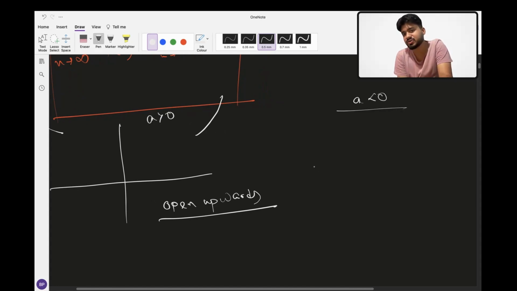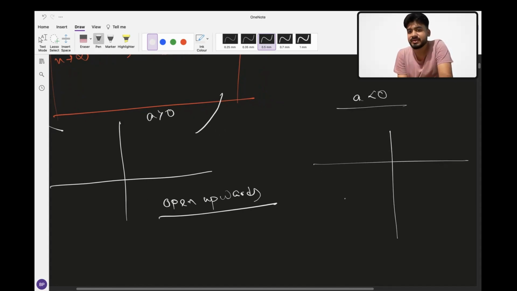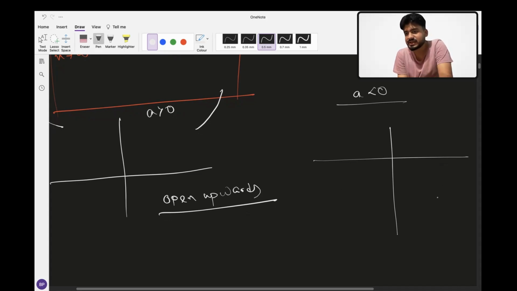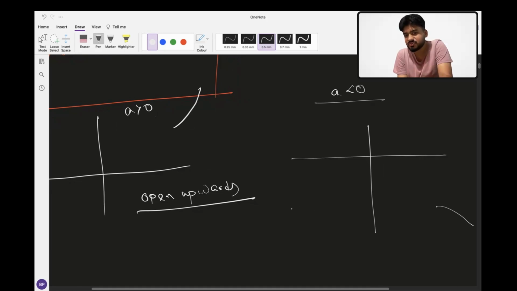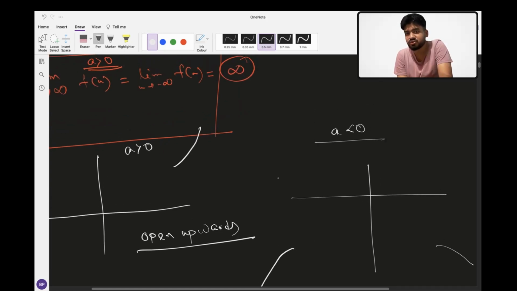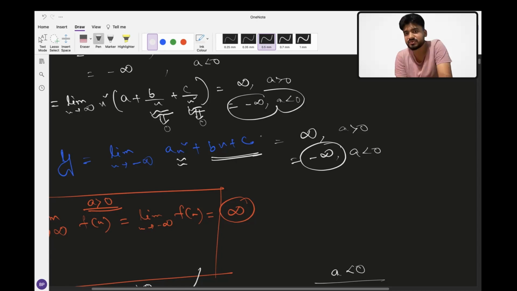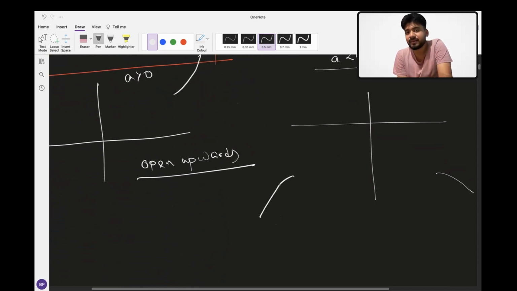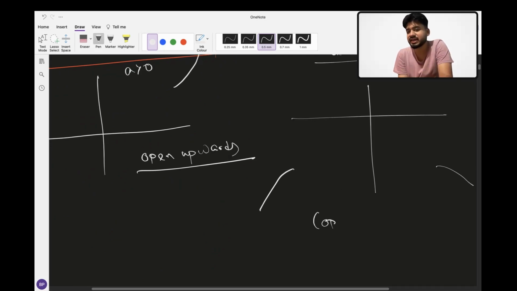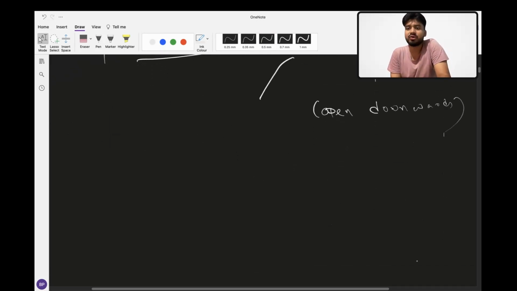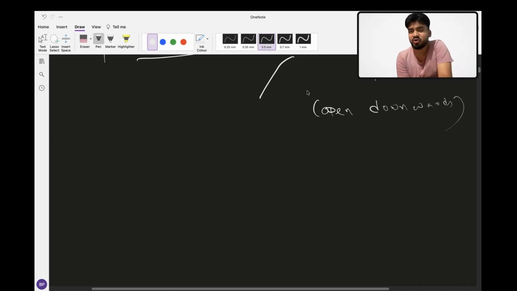For a less than 0, it doesn't matter what happens in the middle. Again, when the value of x is very high or very small, the value of y will go to minus infinity, as you can say, for a less than 0. So it will go to minus infinity. I don't know what will happen in the middle, but we can say it will open downwards. It's clear? Okay.